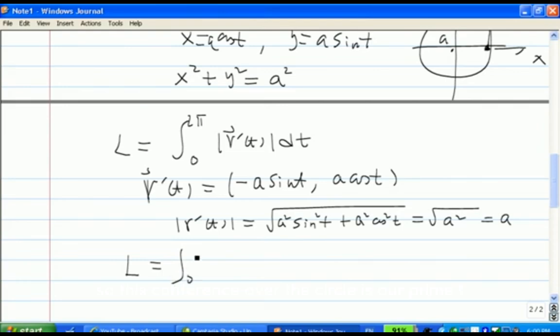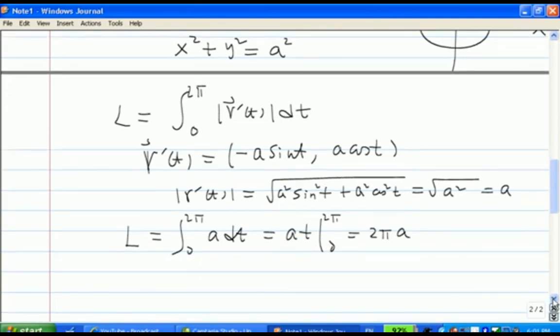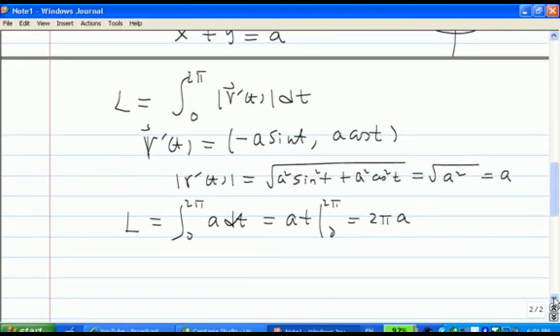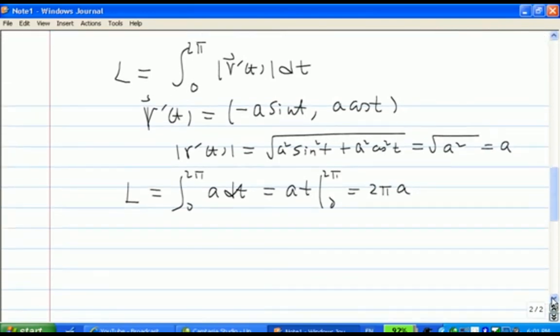So the circumference of the circle is the integral of the magnitude of r prime t, which is a, dt. You integrate that and get a t, evaluated from 0 to 2 pi. Replace t by 2 pi, subtract, replace t by 0, so you end up with 2 pi a. That's exactly the formula to find arc length for the whole circle.